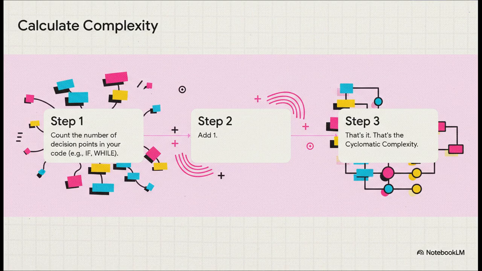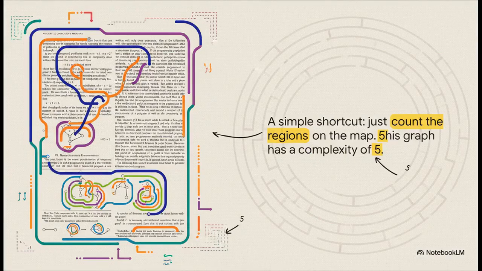Well, that just accounts for the one single path through the code if there are no decisions at all. And boom, that's your complexity score. But wait, there's an even more intuitive shortcut, especially if you have the map right in front of you. You can literally just count the number of enclosed regions on the graph. So for this one here, you can clearly see 1, 2, 3, 4, 5 distinct areas. So the complexity is 5. It's so simple, so visual, and just really powerful.